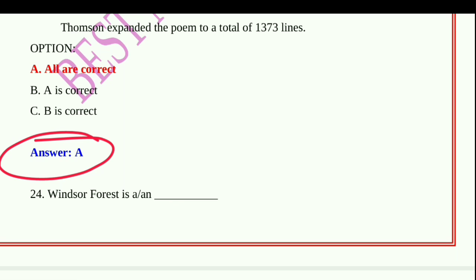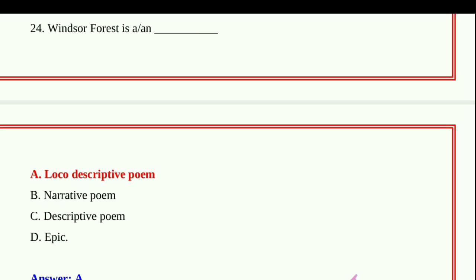Let's move to the next question. Windsor Forest is an option A, loco-descriptive poem. Option B, narrative poem. Option C, descriptive poem. Option D, epic poem. And here your answer is loco-descriptive poem, that is option A. Let's see the highlighters.